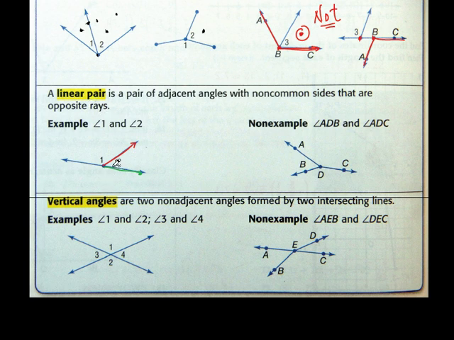The non-common sides, this green one here and this green one here, are the two sides of those angles that are not common with each other. Okay, and they're opposite rays. So guess what we have? We got a linear pair. Now that's a pretty confusing definition, to tell you the truth.